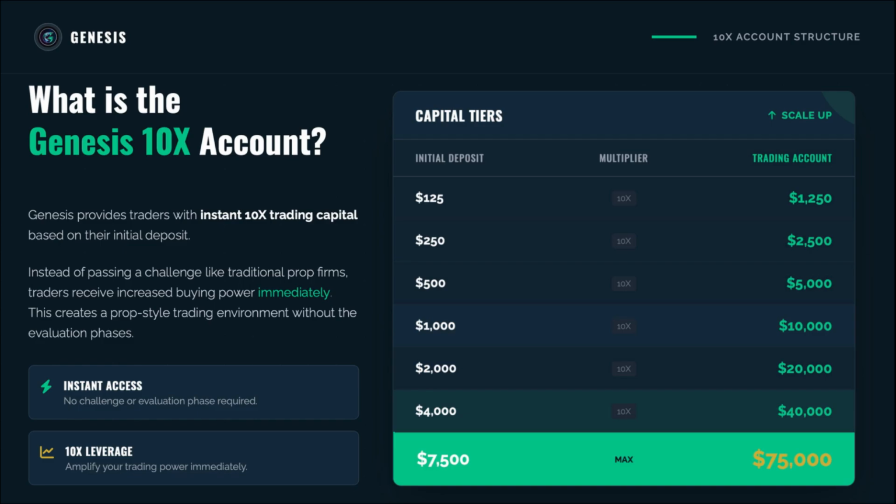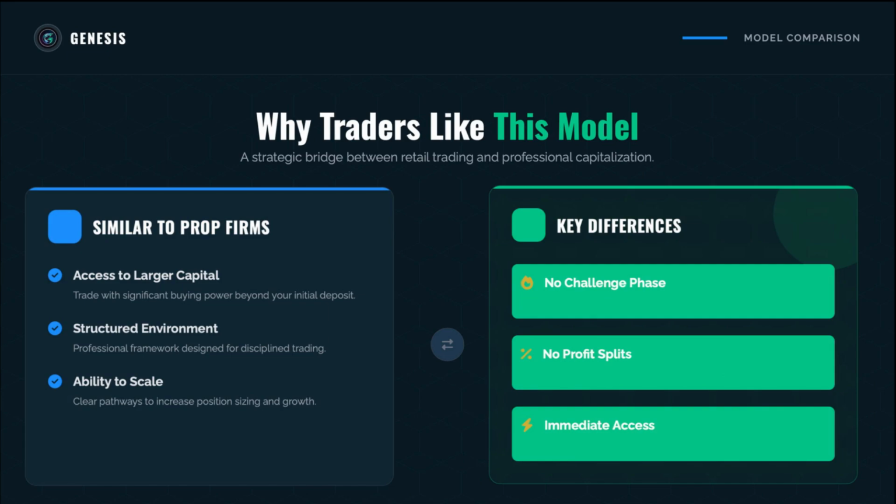The key difference is that Genesis does not require passing a challenge phase before accessing that structure. But just like prop trading, the responsibility shifts to risk management. More buying power does not mean more aggression. It means more discipline.